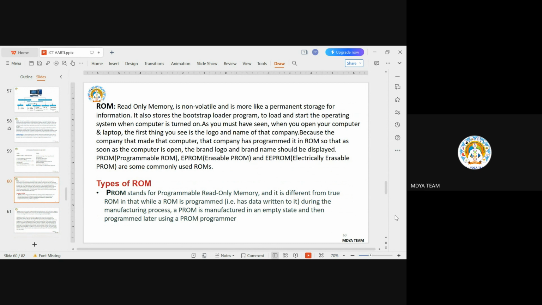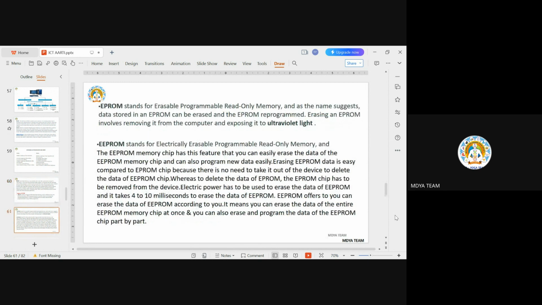Later, you can program this memory, okay? And then EPROM is the erasable one, but you can erase the data through ultraviolet light, and you expose the data at one time, not part by part. In EEPROM, you can erase the data electrically, and within 4 to 10 milliseconds you can erase the data, either part by part or the entire chip according to your requirement, okay?